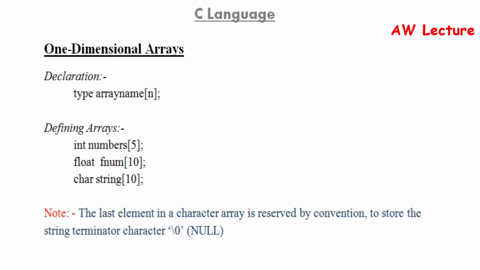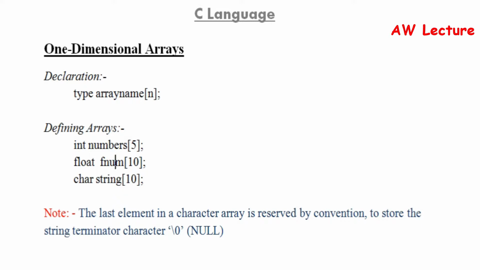Now let's discuss one dimensional arrays. As you can see on your screen, for declaring an array you need to first specify its type, then specify an array name, and then specify the value, or you can say the size, of the array. Now let's discuss how you can define an array.